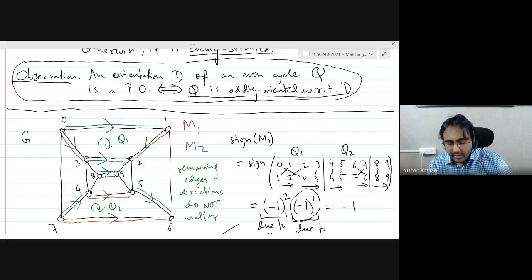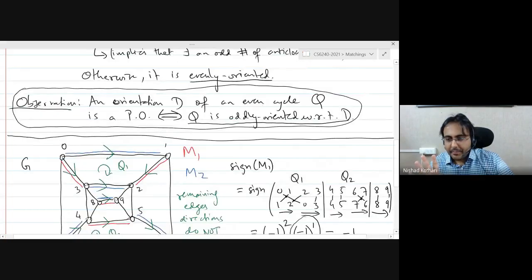And we know that in even cycles, the orientations that are Pfaffian are exactly the oddly oriented ones, right? So because Q1 is evenly oriented, the contribution of Q1 is changing. It's not a Pfaffian orientation for that cycle. So its contribution to the sign of the perfect matchings is also different. One of them is contributing -1, and in the other one, it is contributing a +1.